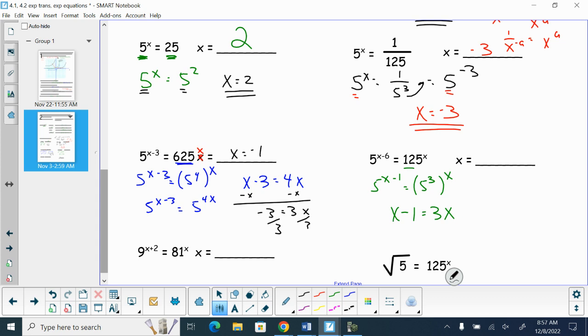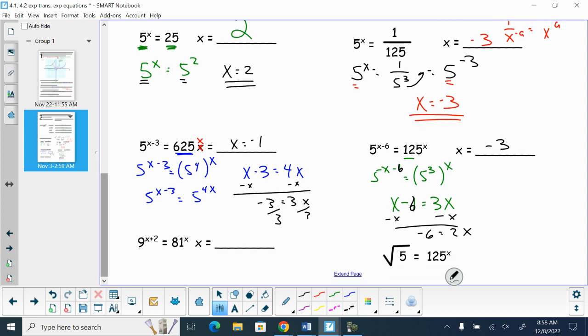James, what do you get? What do you get? Oh, that's a 6, my bad. So x is equal to negative 3. Subtracting your 2x over, or subtracting your x over. So we have negative 6 is equal to 2x, divided by 2, x equals negative 3.